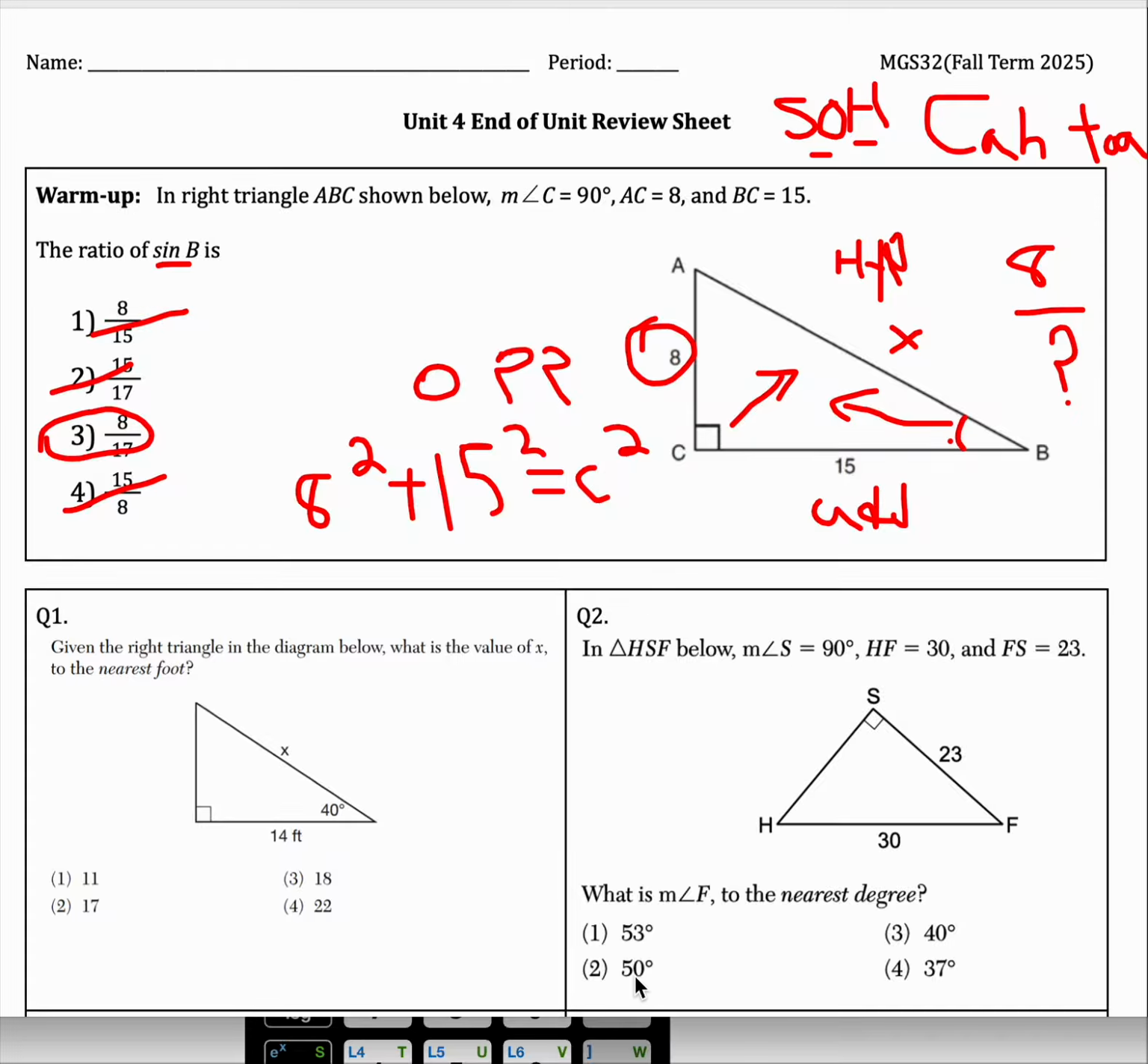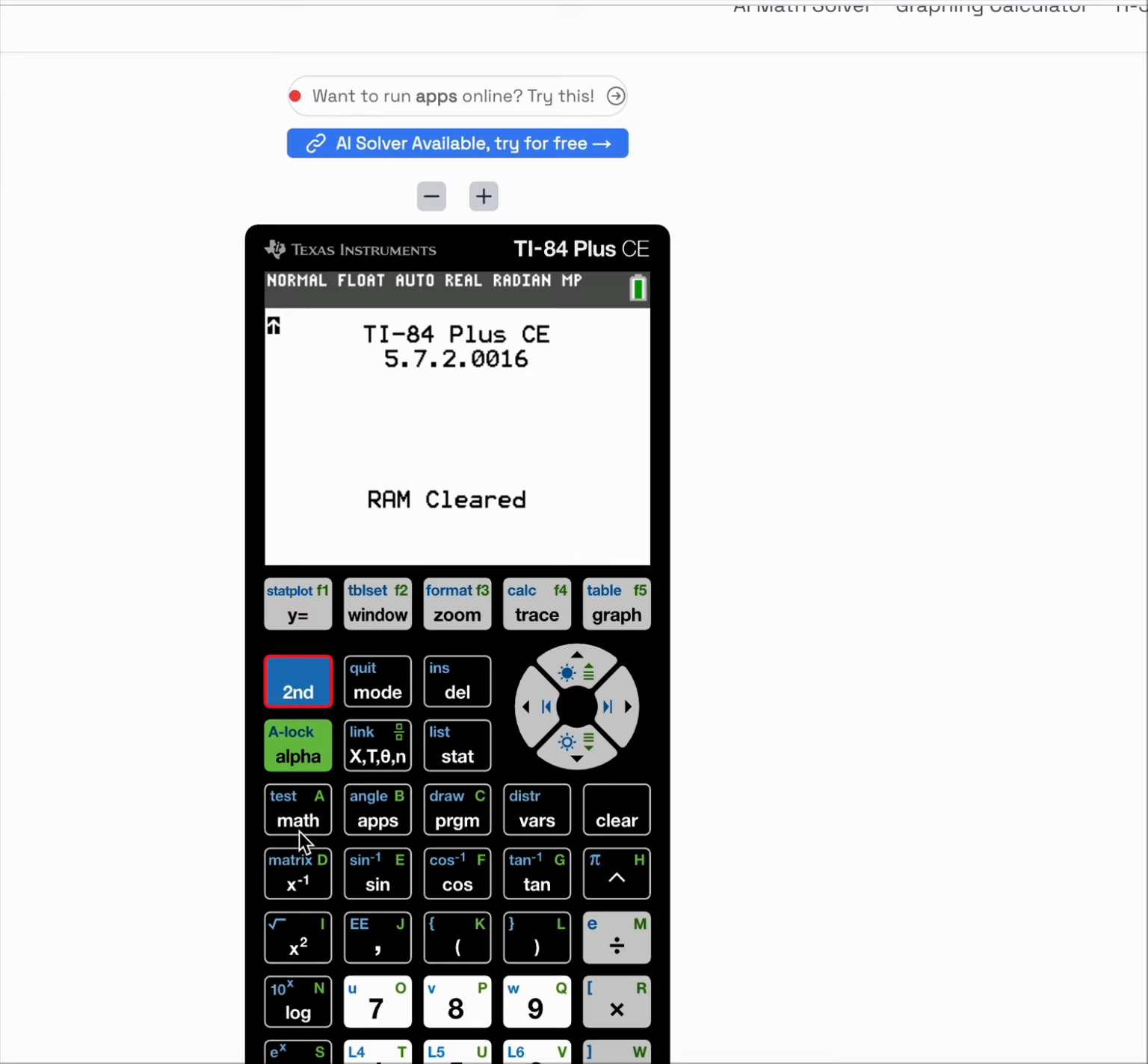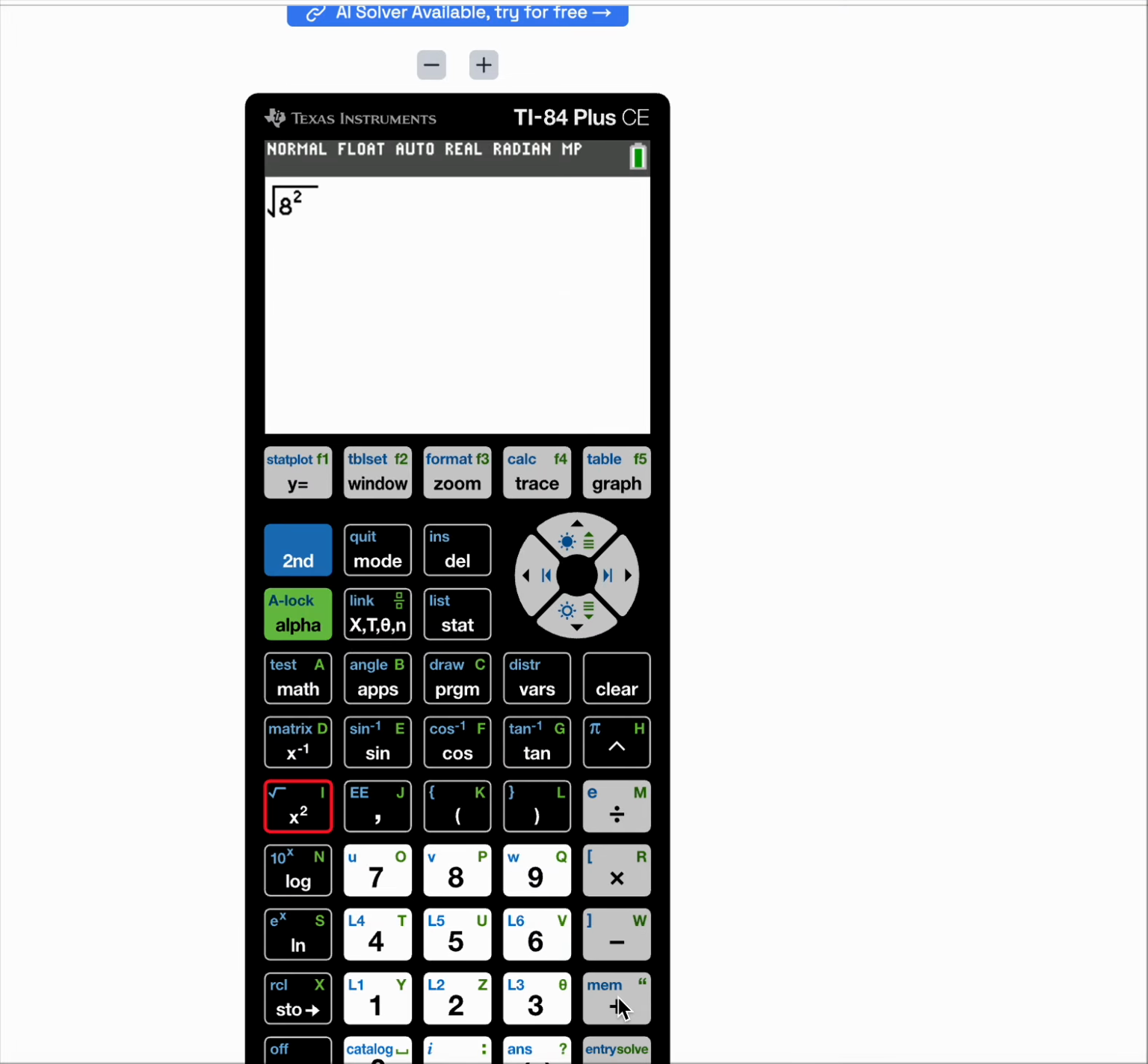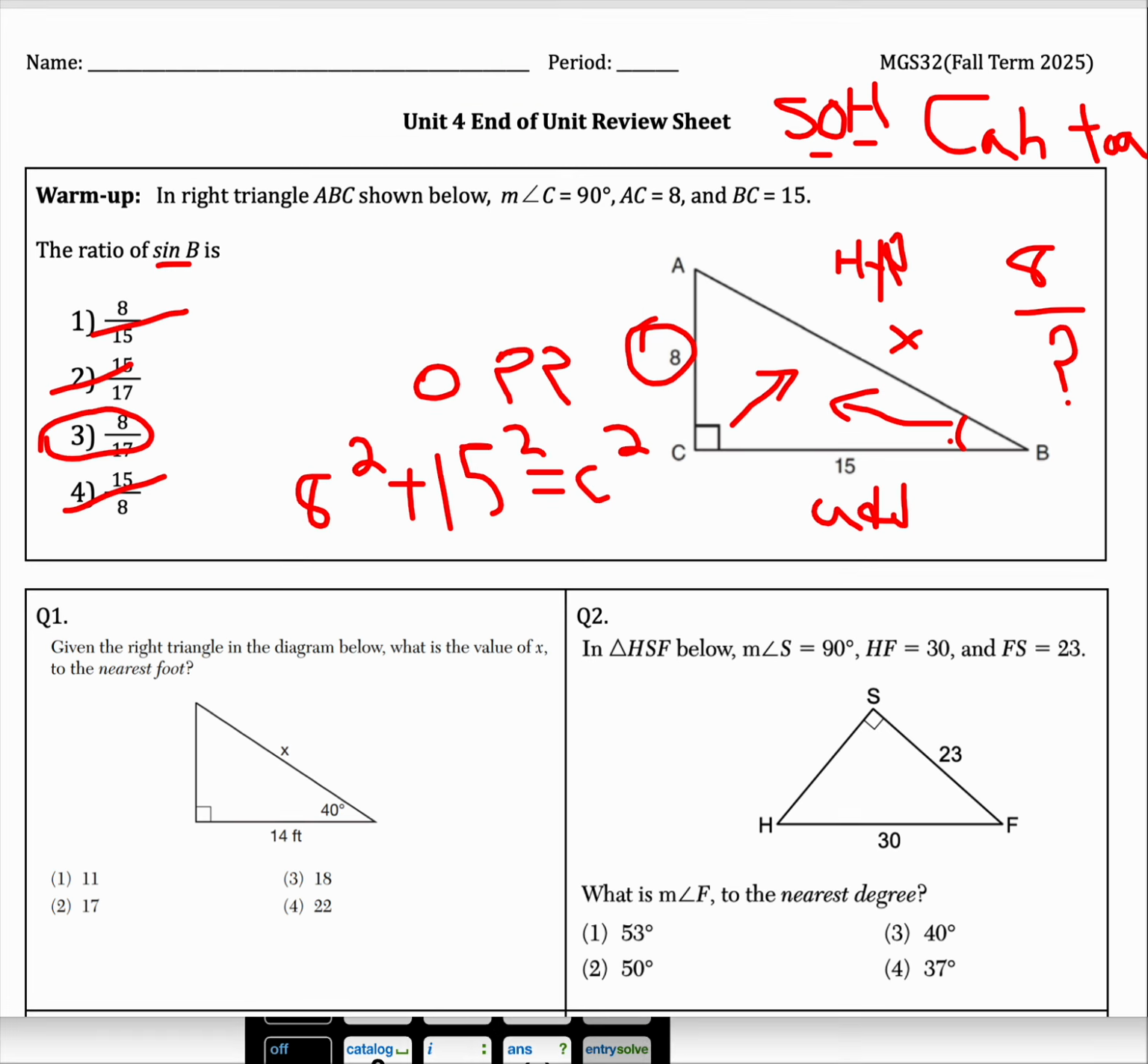Or you can go through the steps, and I'm going to go straight to square rooting 8 squared plus 15 squared, and that's 17, so 8 over 17, right?